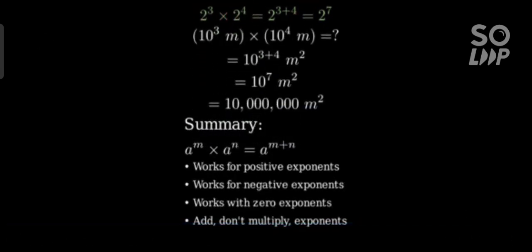To summarize, when multiplying powers with the same base, we add the exponents. This works for positive, negative, and 0 exponents. Remember to add, not multiply the exponents, and always check if your answer makes sense.